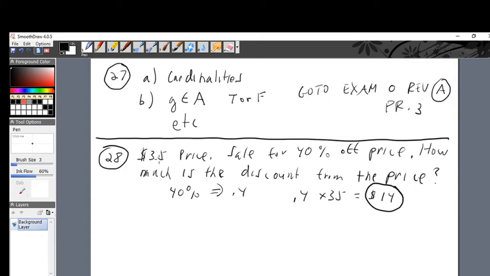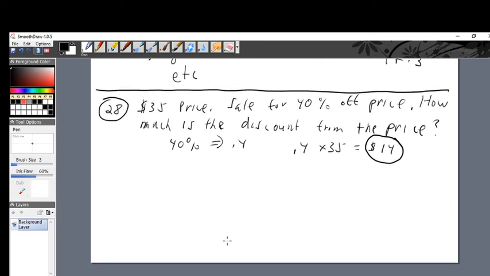What is the new price? 35 minus 14, which is 21. But they didn't ask for the new price. They did not ask for the new price. The answer would be 21. They asked for what the discount would be. Well, it's $14. Okay, let's move the paper up. Good. Cordon this off and move on to 29.